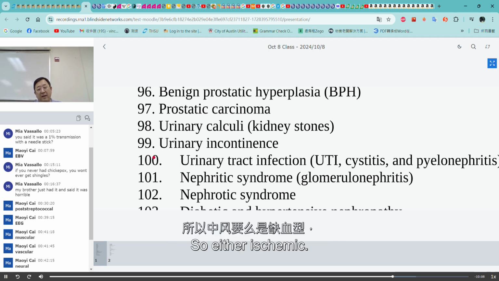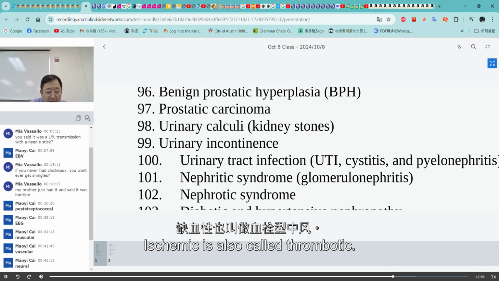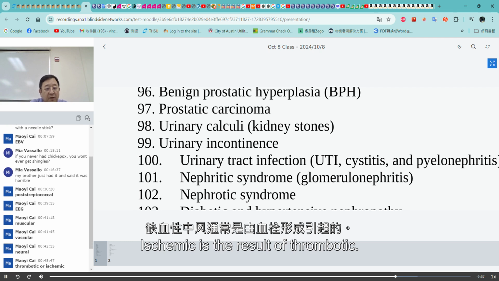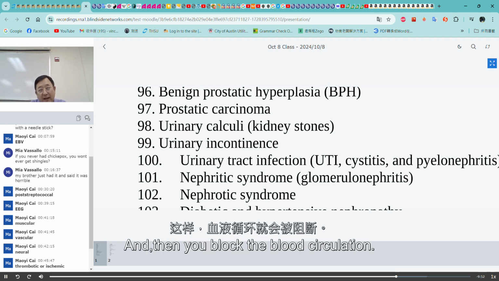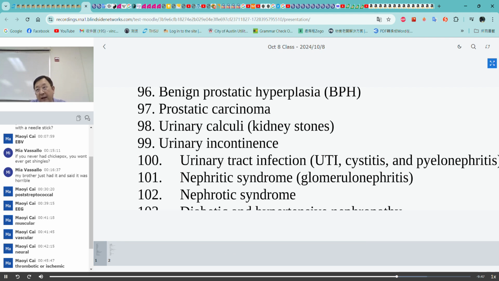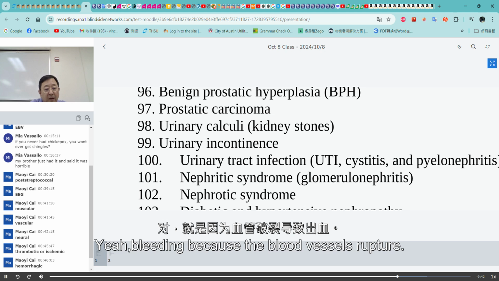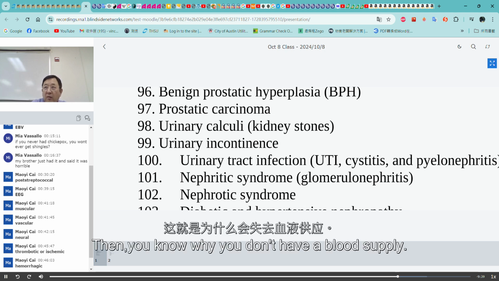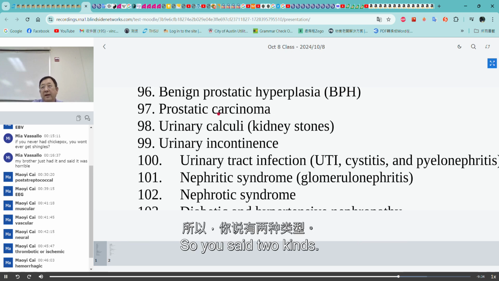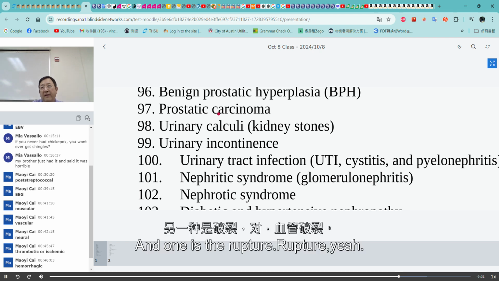So ischemic, also called thrombotic, is the result of thrombosis, clot formation. Then you block the blood circulation, so no blood supply. And hemorrhagic is bleeding, because the blood vessels are ruptured. Then you don't have a blood supply. Okay, so that's a stroke. So two kinds: one is the clotting, and one is the rupture.